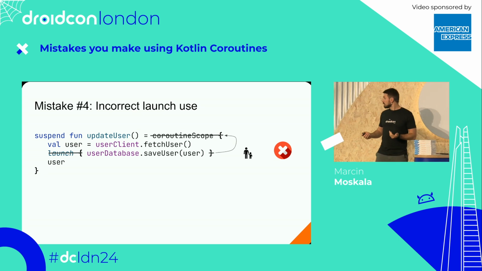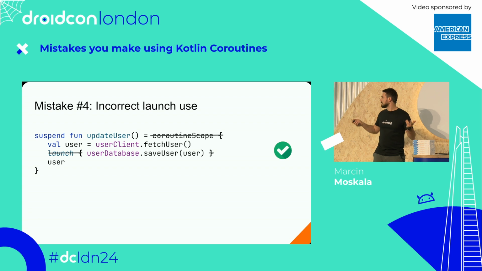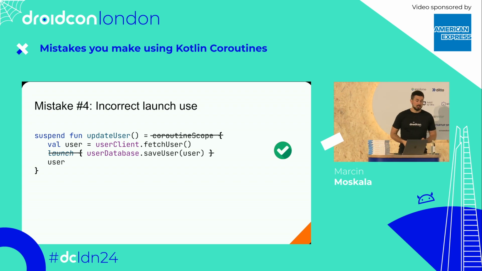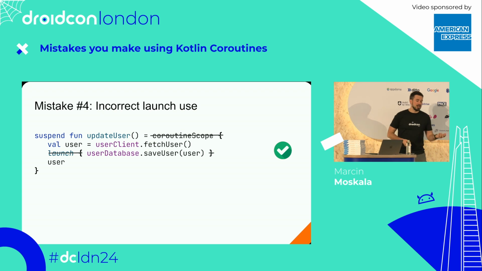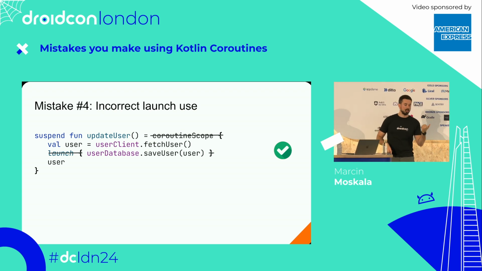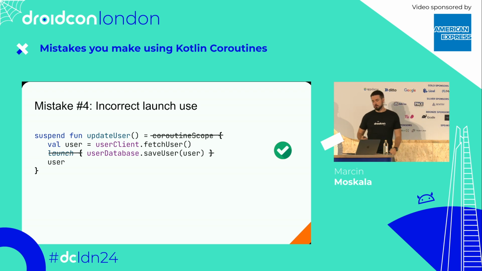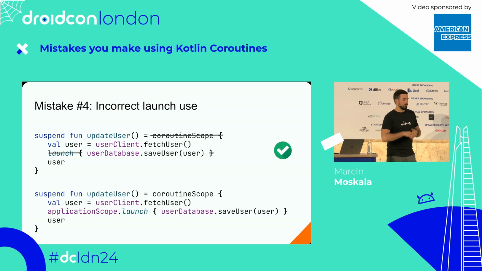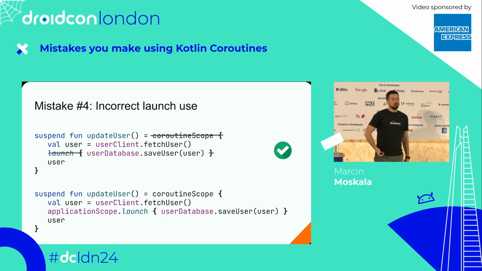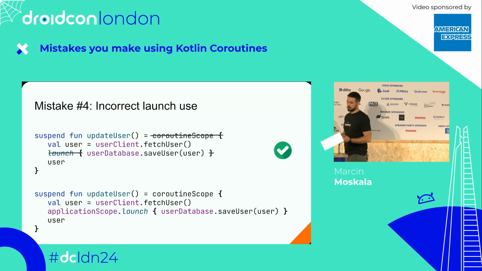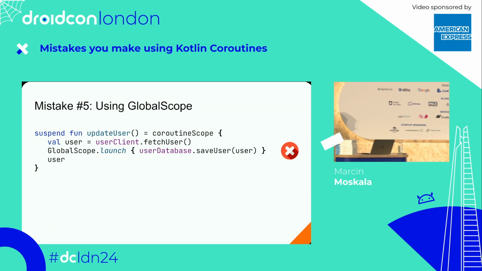And if what you want to have is a synchronous code, well, that's fine. That's the right code that has its pros and cons. But if you want to be able to complete the update user function without waiting for save user, the only right way to do that is to launch it on a separate application scope, okay? Or a view model scope, or any other scope you have access to. But the point is that it's not the scope of the coroutine scope function.